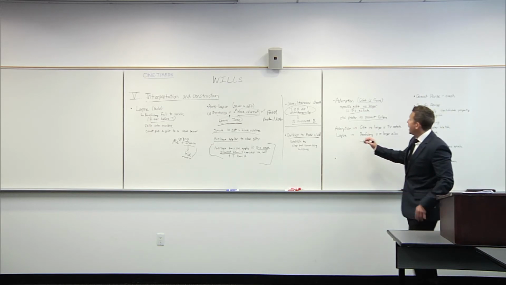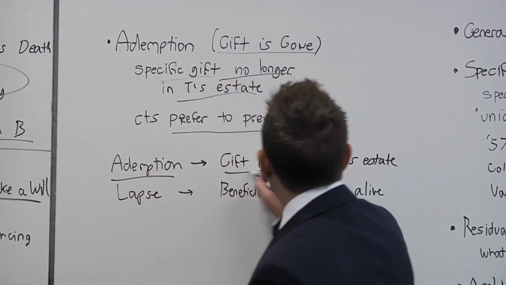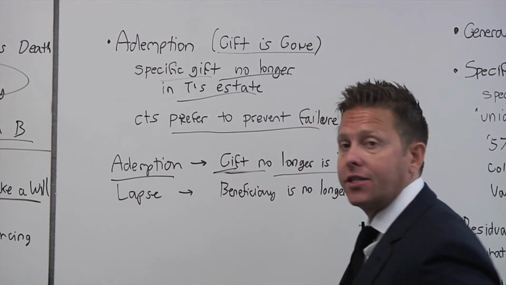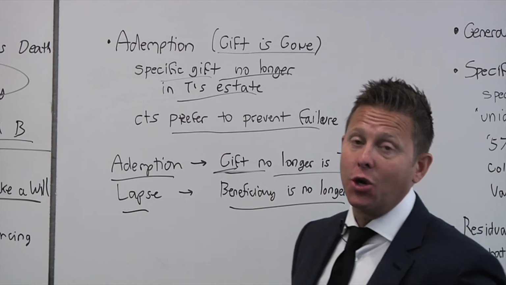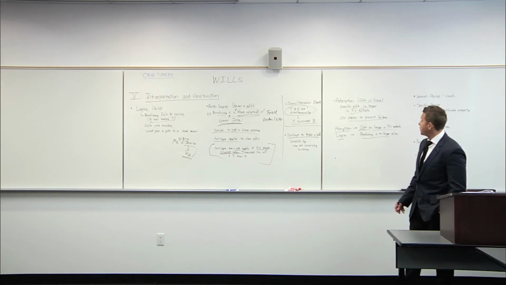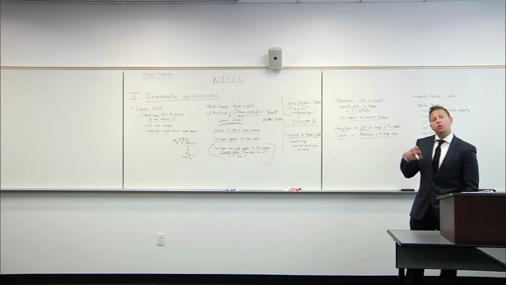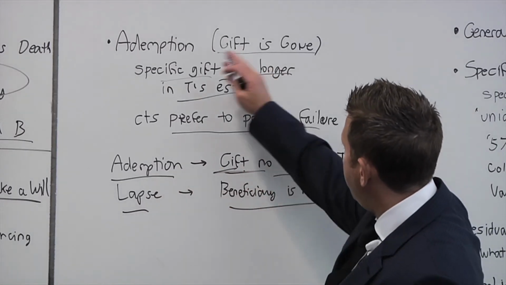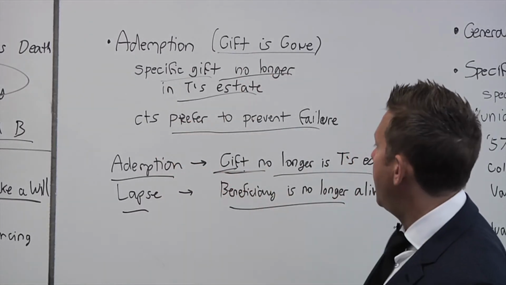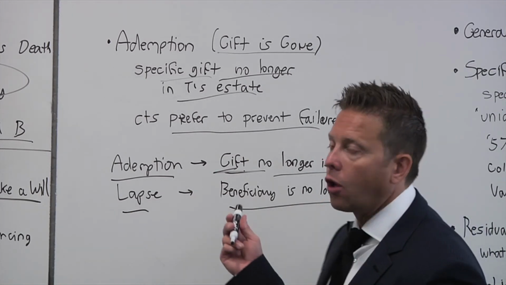Now compare. Ademption is when the gift is no longer in the testator's estate. Lapse is when the beneficiary is no longer alive. So that's the difference between the two. Sometimes people tend to fuse those together, but ademption means the gift is gone, no longer in the testator's estate. Lapse is the beneficiary is no longer alive.